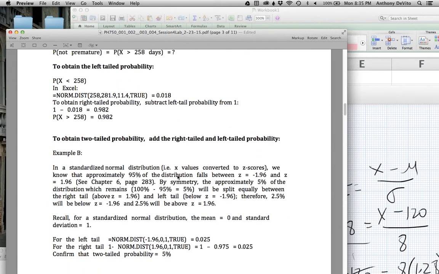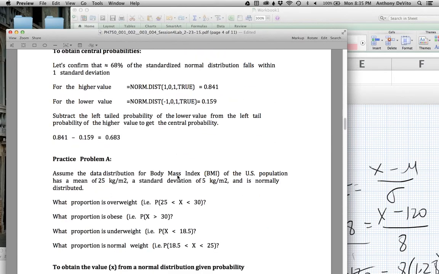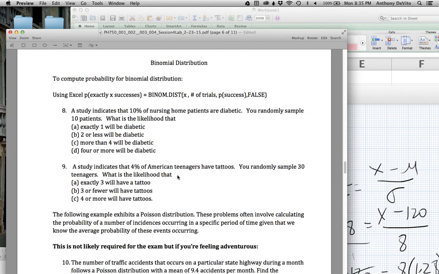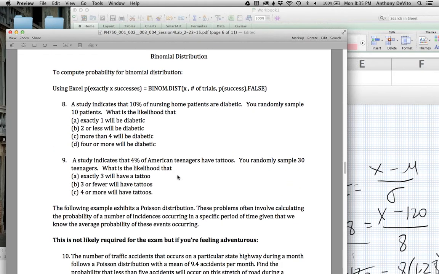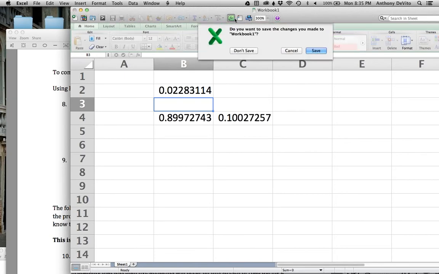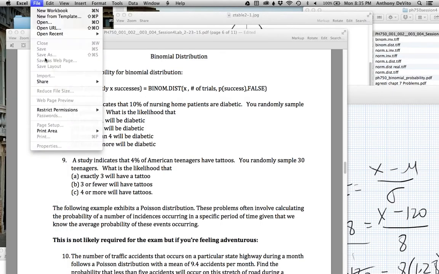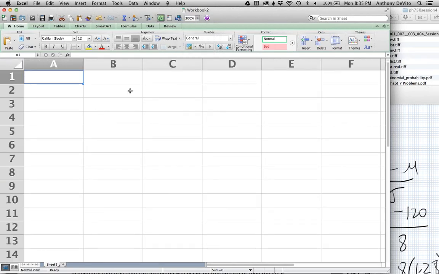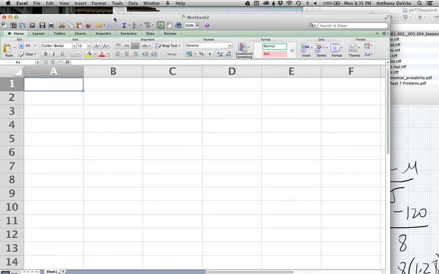Okay, let's see if I can find one. Let's see, two-time probability. Okay, binomial distribution. I'm going to open up Excel again. Okay, I'm going to get a new page. Okay. So now we have a problem.